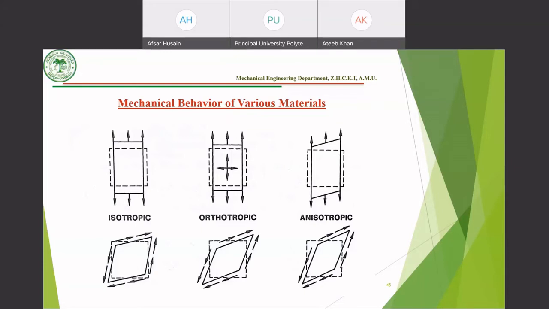Since the properties are the same in all directions in isotropic material, that's why we need fewer material constants in case of isotropic material.